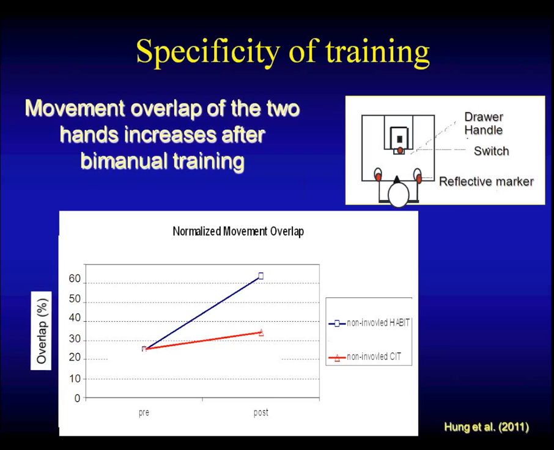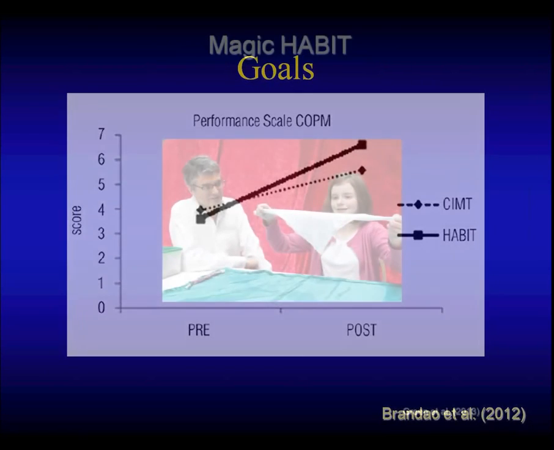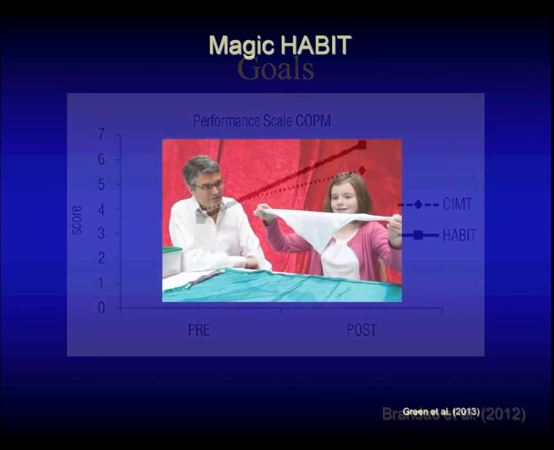There are some other examples I can give you where, if it's reducing impairments of unimanual function, it might be that constraint therapy is a better approach. This is goals, and as I said, most goals are bimanual. It turns out that there is transfer for the constraint group, but basically this is the COPM performance, and you see a larger improvement for the children who are able to practice bimanual activities.